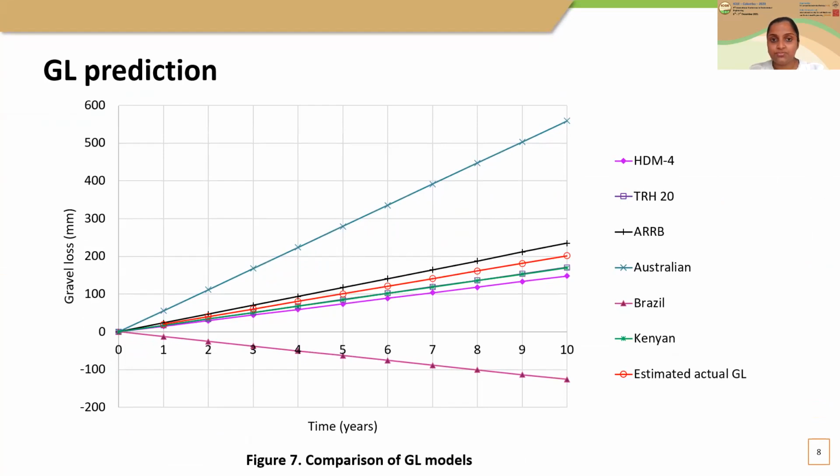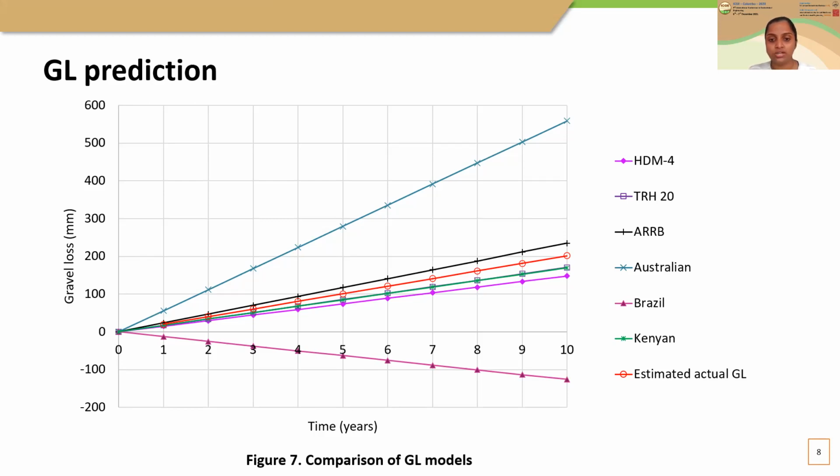Considering the level difference of the two data collections, the gravel loss is predicted for the actual field condition and compared with the other available gravel loss models. Here we can see the Australian model is always estimating a very higher value than the actual condition, and also the Brazil model is estimating very low values.